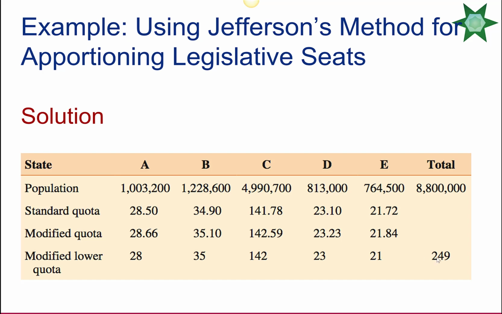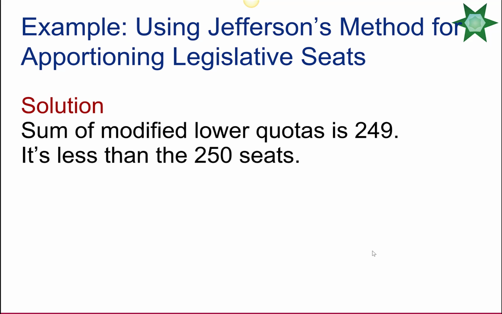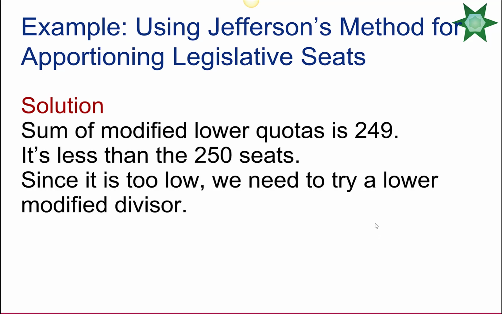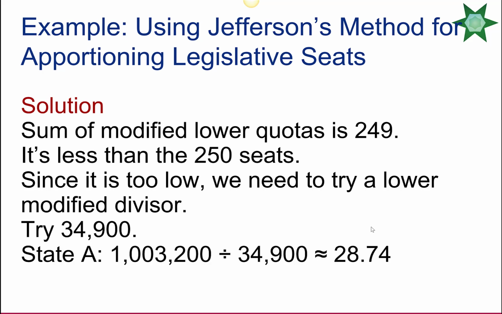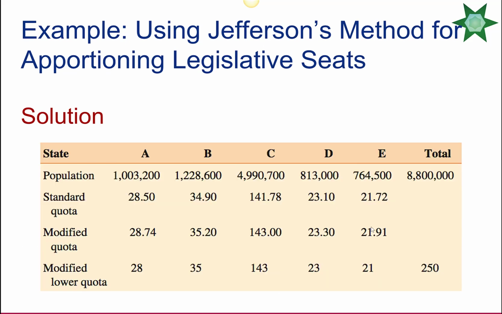We come across, but we notice we've only allocated 249. We've got one less to allocate. So what are we going to do? We're going to have to modify that divisor a little bit more, and go a little bit lower. We're going to try 34,900, and we're going to do the same steps. So now we're going to divide here in the third row. We're going to divide each population by 34,900, round down, and we notice that we now come up with allocating the total 250.